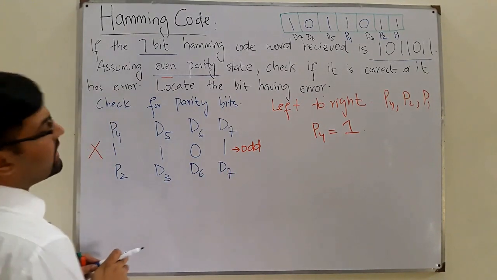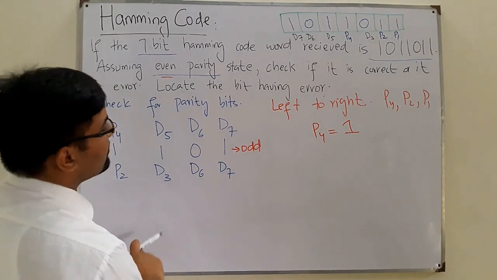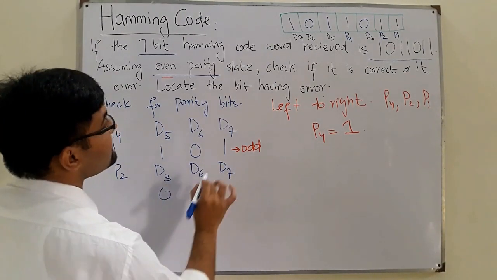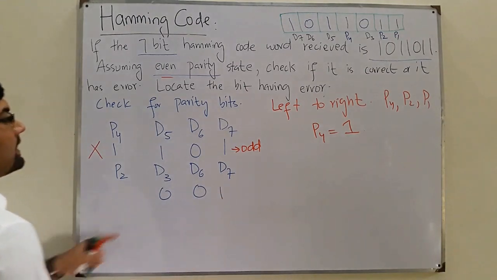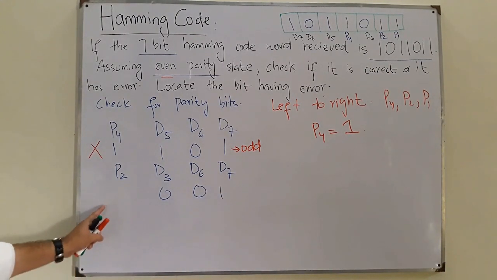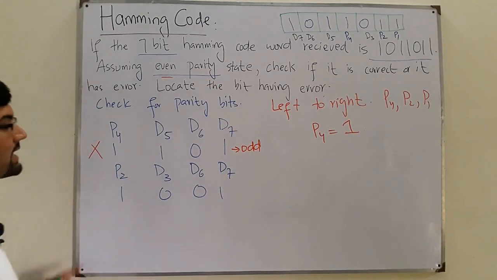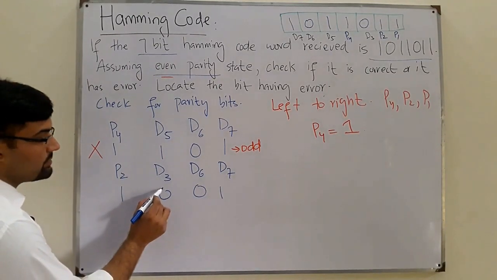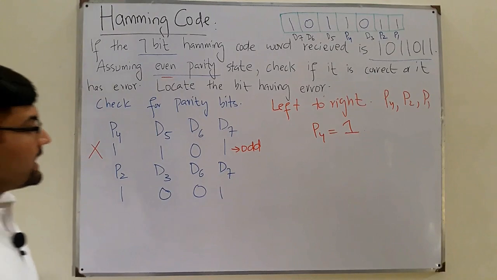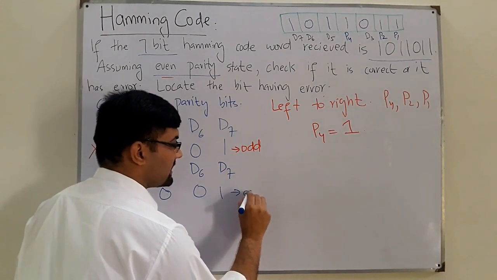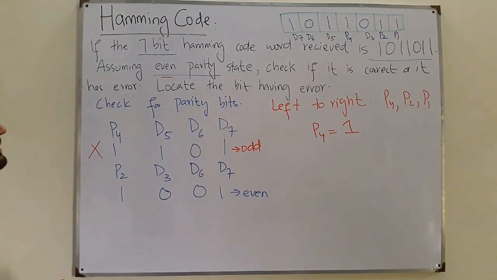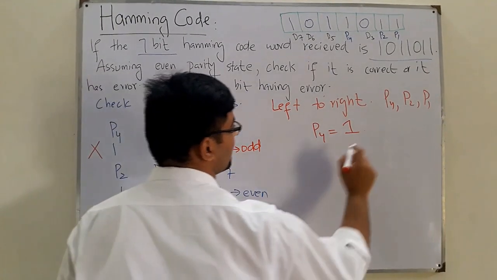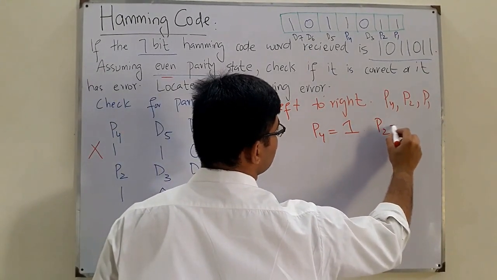So now D3 is what? D3 is a 0, D6 is a 0, and D7 is a 1. So now this and P2 is also a 1. So this has now even number of 1s, which means it's an even parity. And now this is not contradictory, all right? So you place P2 equal to 0, if it's not contradictory.